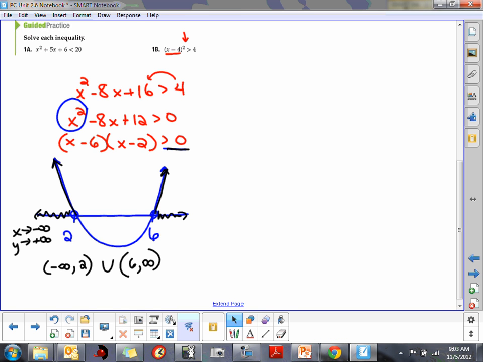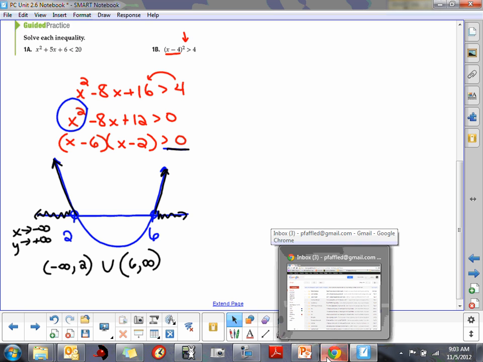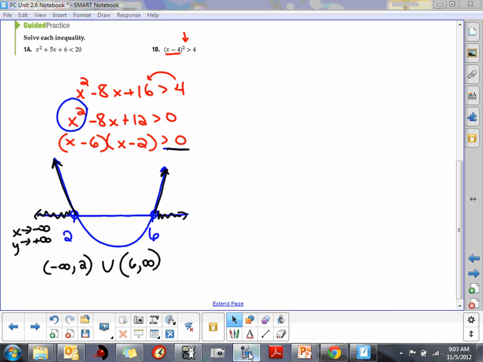So those are two fairly simple quadratic examples of polynomial functions, and we're solving those inequalities. The next few examples will be a little bit different. They're going to throw in some different strategies, but let's stop the recording and start those.